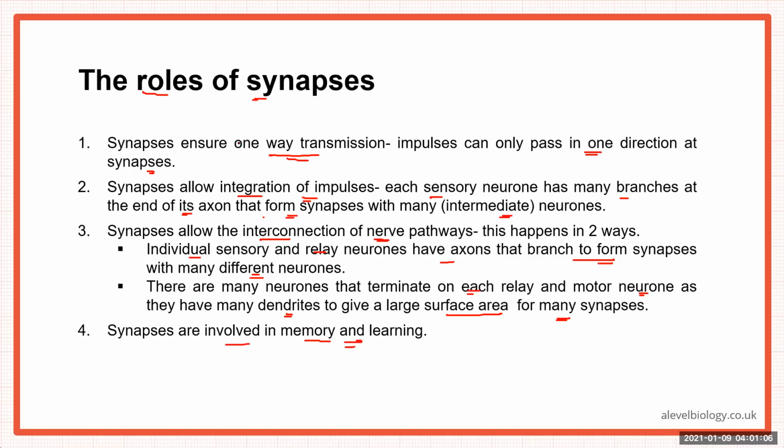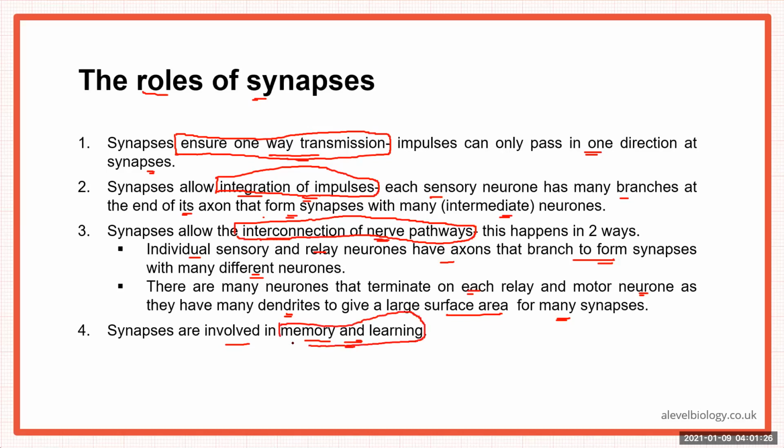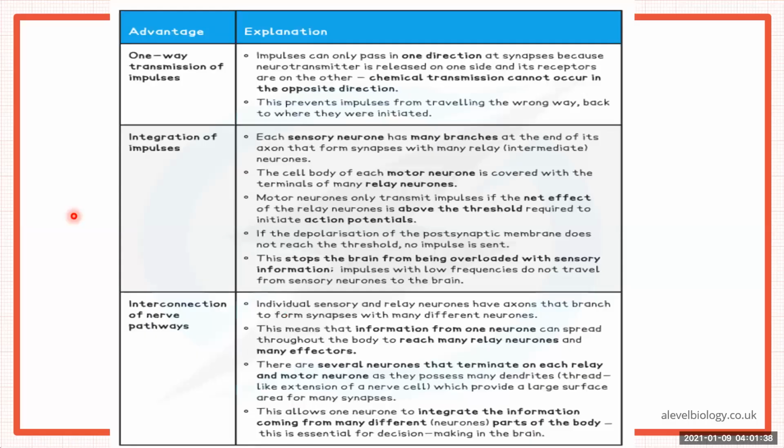They ensure one-way transmission, right? They allow integration of impulses, right? They allow interconnection of nerve pathways. And finally, they are also involved in memory and learning. So let's talk about these advantages in detail now.